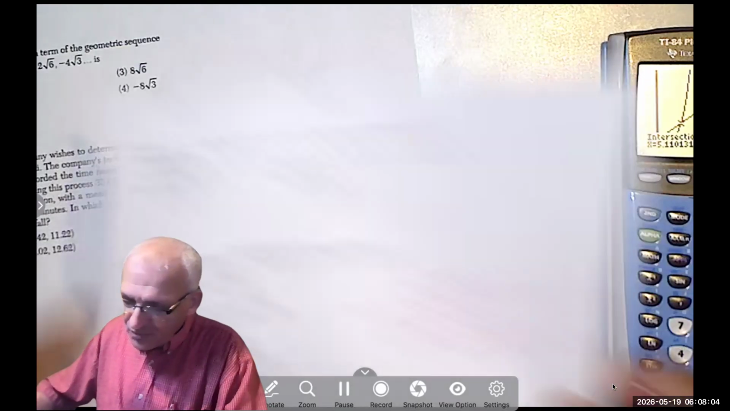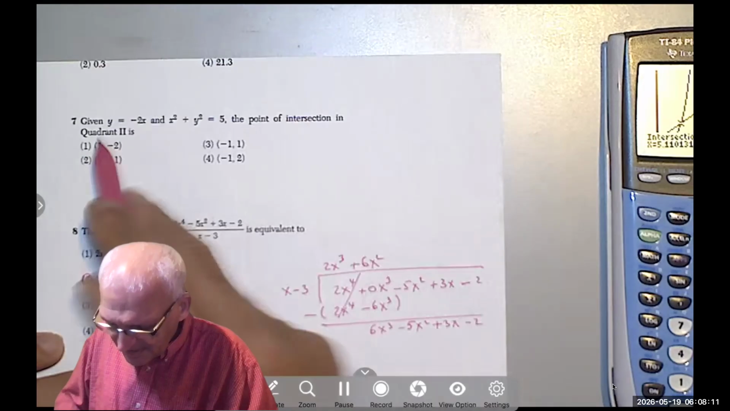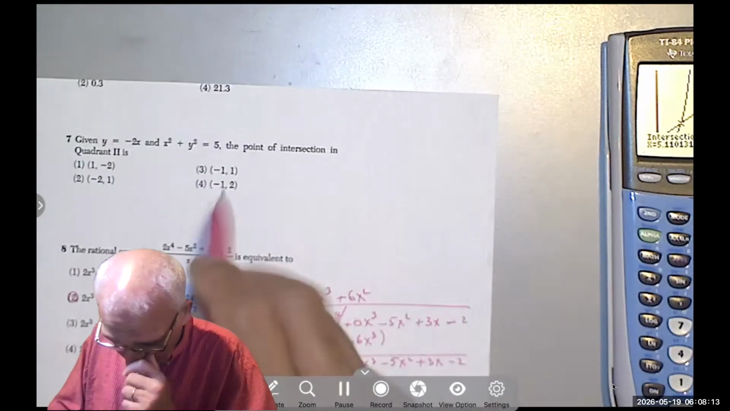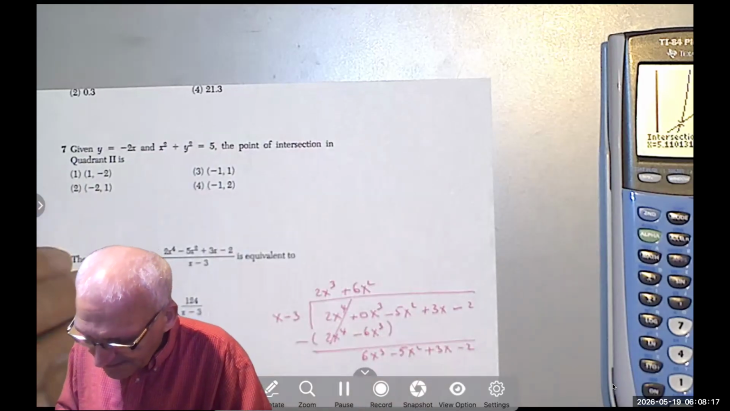Oh, so I missed one. I'm sorry. I said we did 6, so that should be 7. I skipped 7 and I did 8. I thought this was part of the previous problem because it didn't print properly.